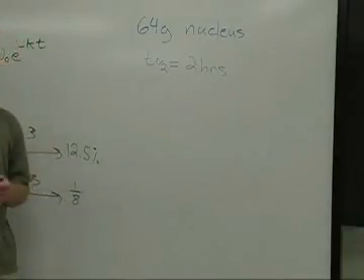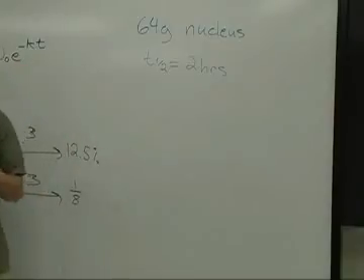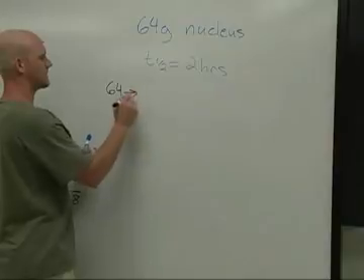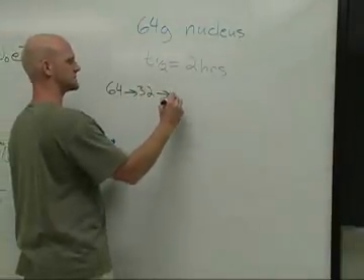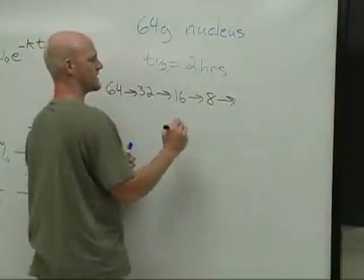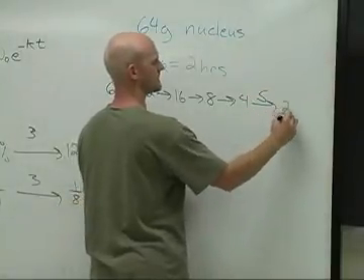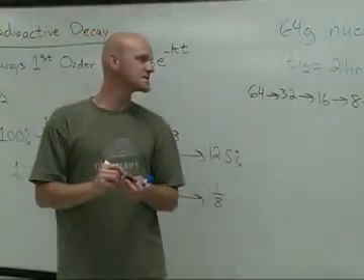Well, how long is a half-life again? 2 hours. In 10 hours, how many half-lives will we go through? 5 half-lives. How much would you have left after one half-life? 32. After the second half-life? 16. After the third half-life? 8. After the fourth half-life? 4. And finally, after the fifth half-life, we'd have 2 grams left.